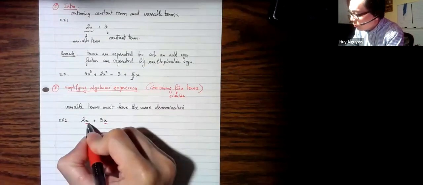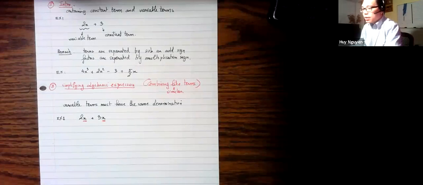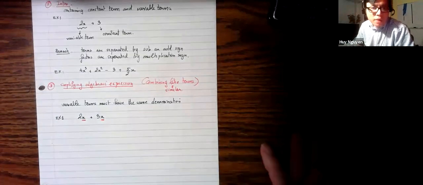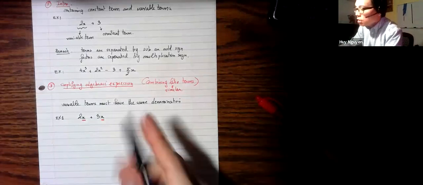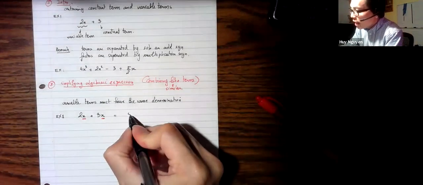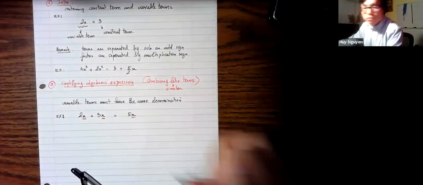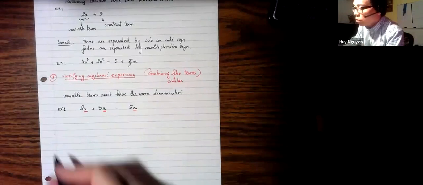So I put a red line over here, I underline in red right here. Because it's 2x plus 3x, x is the denomination. It means that we can combine it. So our answer should be 5x, using the same denomination.